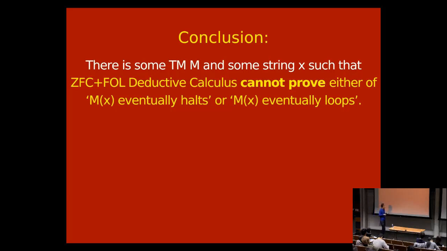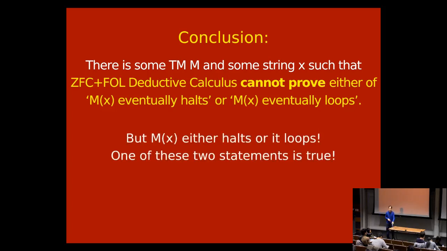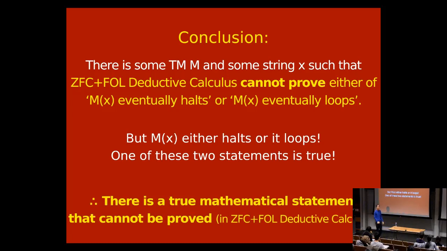In other words, by Turing's theorem, there has to be some input, a Turing machine m and a string x, such that there's no proof using the laws of ZFC and deductive calculus of the statement "m of x eventually halts" or "m of x eventually loops." But m is just a Turing machine and x is just a string. It either halts or it loops. One of these two statements is true, but whichever one it is, there's no proof of it in ZFC and deductive calculus. And that's basically Gödel's first incompleteness theorem.